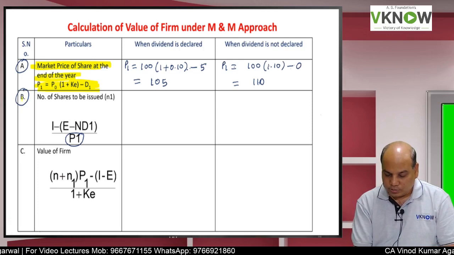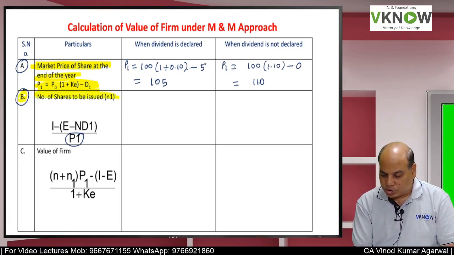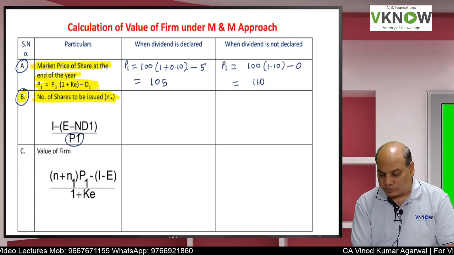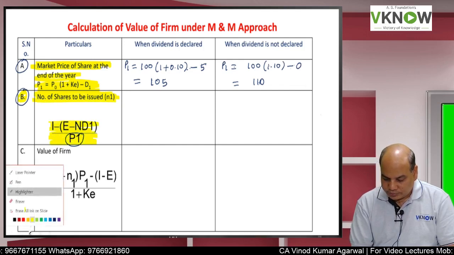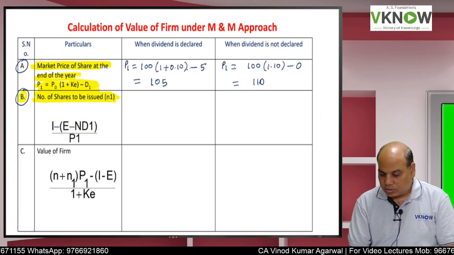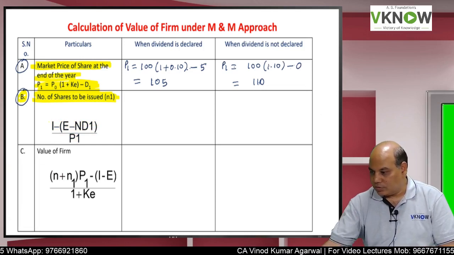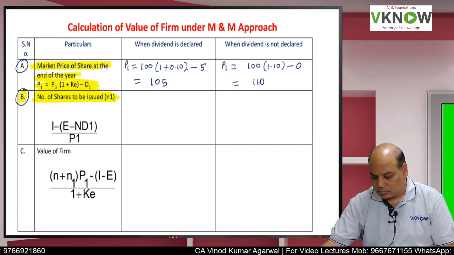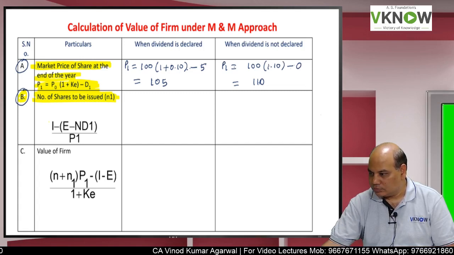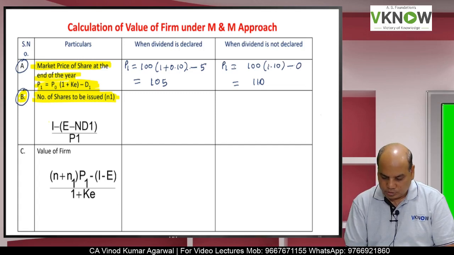Okay. Now write down point B. Number of shares to be issued at the end of the year, N1. N1 is equal to I minus (E minus nD1), upon P1.